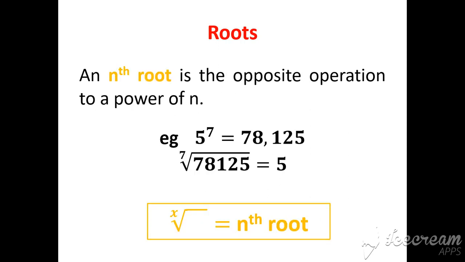Right, then after powers of 3, we get to what we call the nth root. The nth root is the opposite operation to a power of n. So if I said 5 to the power of 7 is 78,125, I could take the 7th root of 78,125, and that would give me 5, because I know 5 times 5 times 5 times 5 times 5 times 5 times 5 is 78,125.